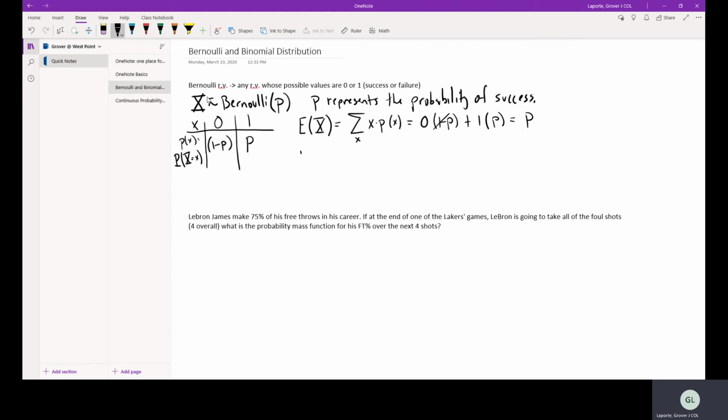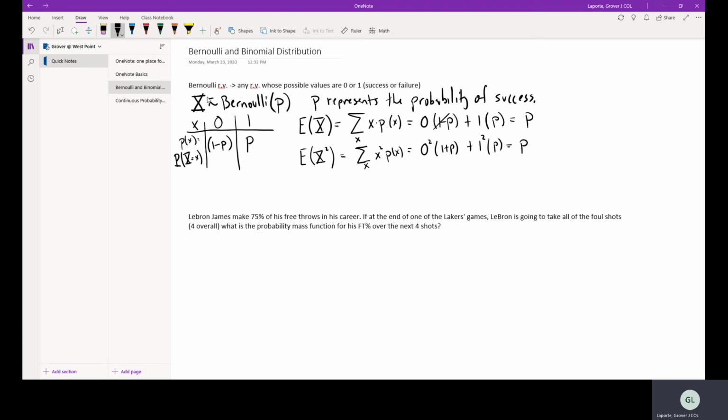Very simple. And then if we're going to use the shortcut formula, which I claimed last time is pretty important, then we're going to do the exact same thing. So we sum over x, x squared times p of x, which is 0 squared times 1 minus p plus 1 squared times p, which just gives us p.